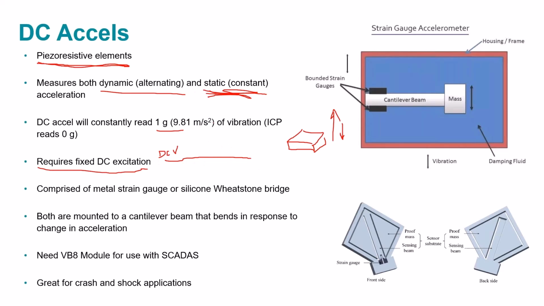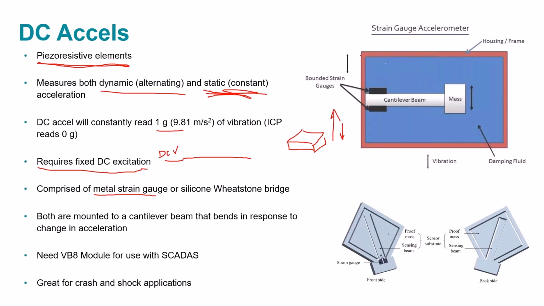And that's one of the reasons why it's able to do both, because it has both components. But typically they're made up of some type of metal strain gauge or some type of silicon Wheatstone bridge. And the way that most of these function, a metal strain gauge not connected to anything obviously won't measure anything. It needs to measure the strain of something.